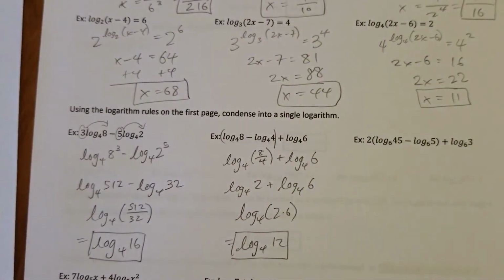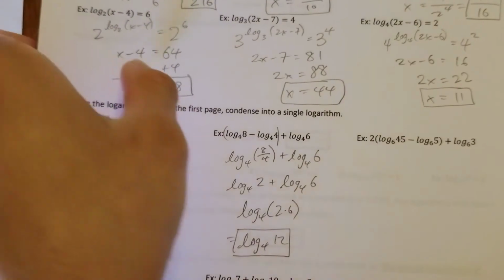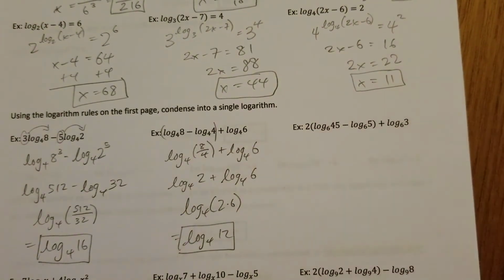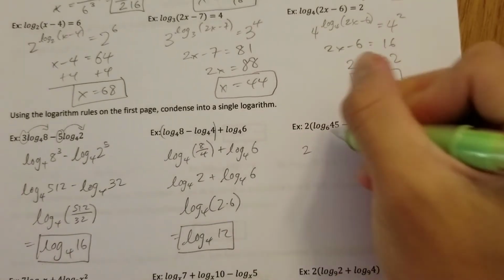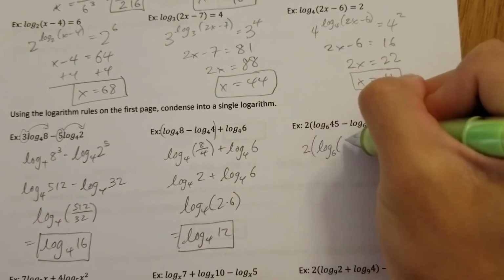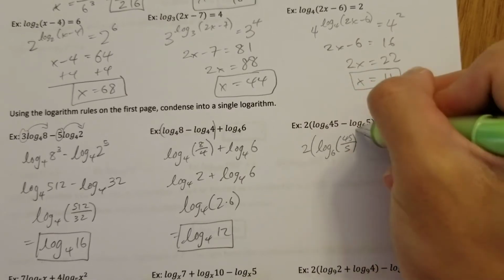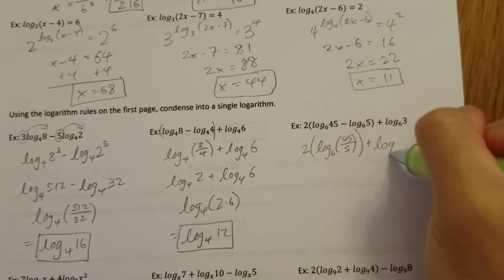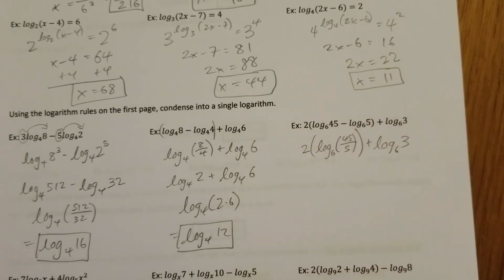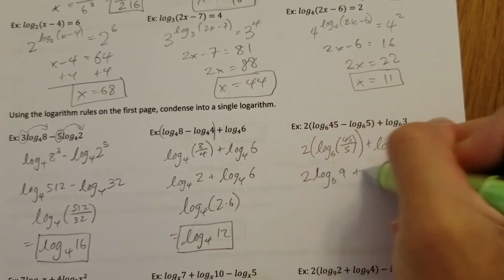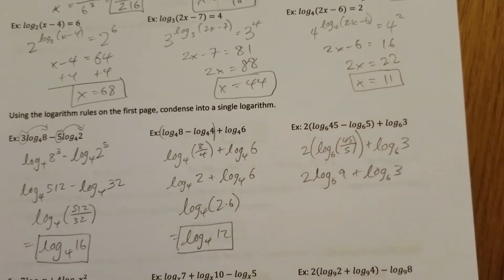Okay, this one. What I see here is we're going to work with the parentheses. So parentheses first. So this is 2 times log base 6 of 45 over 5, and then plus log base 6 of 3. 45 divided by 5 is 9. So this is 2 log base 6 of 9 plus log base 6 of 3.